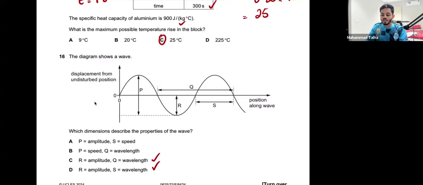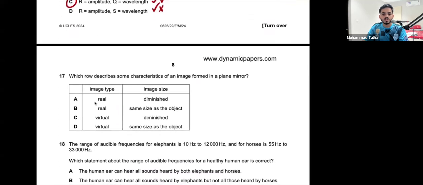And then if you look here, basically from two of the same points but on different waves, this is one wavelength, this is half a wavelength. So Q is the wavelength. So it's C. 17, which row describes some characteristics of an image formed in a plane mirror? In a plane mirror, we know that the image is virtual, it's not real, and it's the same size as the object. Easy.